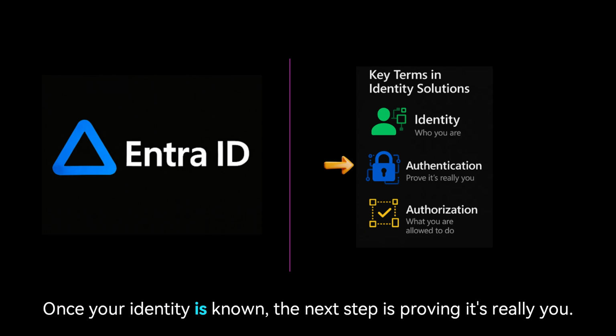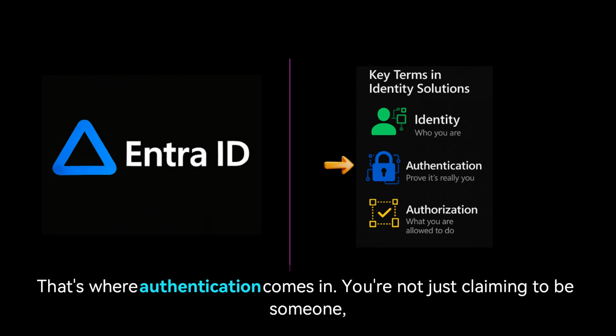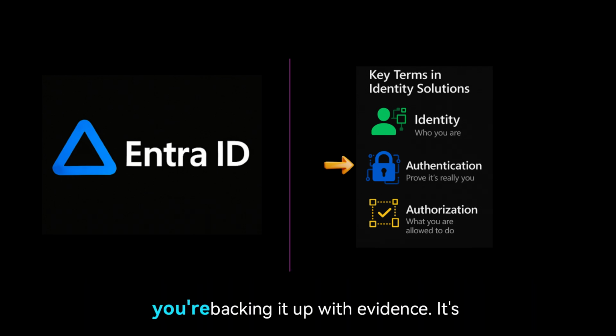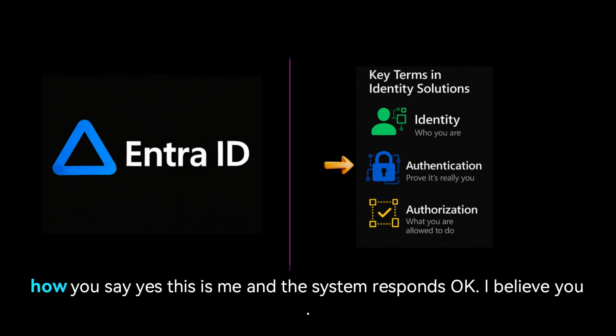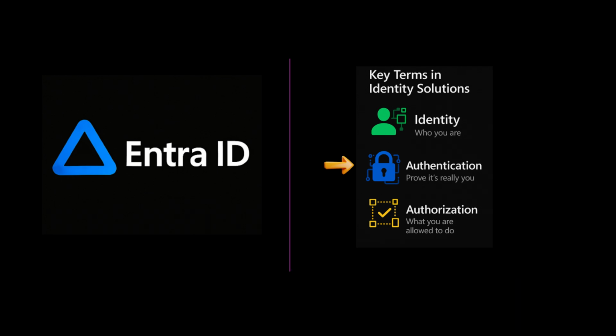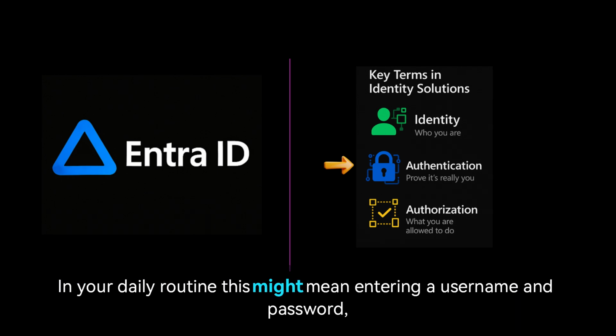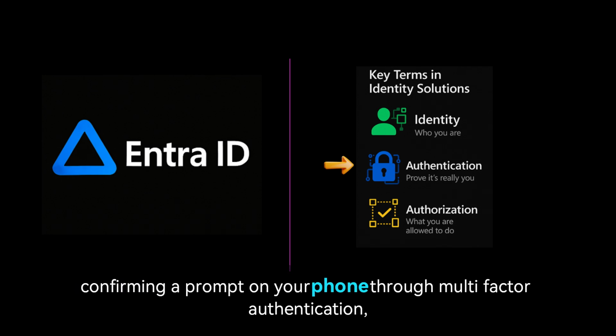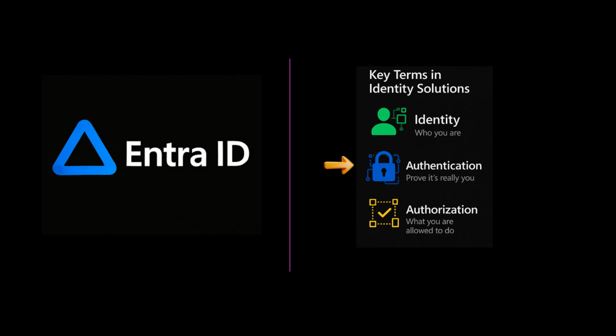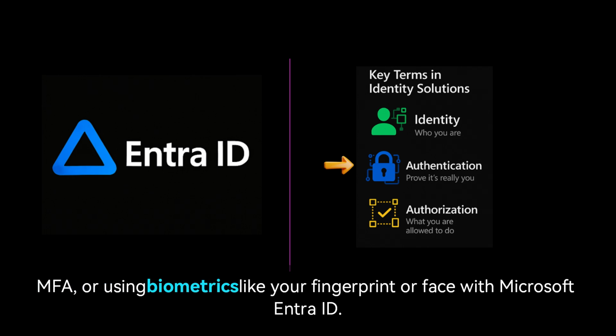Once your identity is known, the next step is proving it's really you. That's where authentication comes in. You're not just claiming to be someone, you're backing it up with evidence. It's how you say, "Yes, this is me," and the system responds, "Okay, I believe you." In your daily routine, this might mean entering a username and password, confirming a prompt on your phone through multi-factor authentication, MFA, or using biometrics like your fingerprint or face.